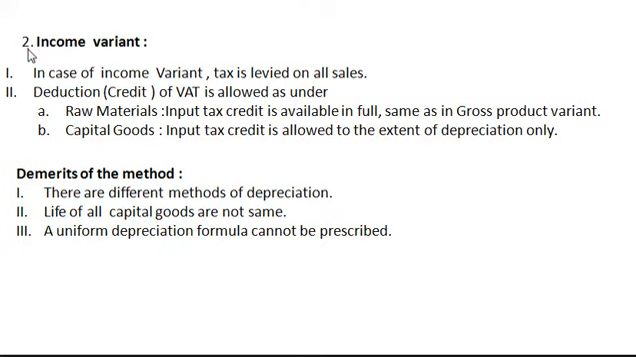Our second variant is income variant. In case of income variant, VAT is levied on all sales which takes place within the states, and deduction or credit of VAT is allowed as follows. Credit of raw material purchase, normally we call it as input. Input tax credit is available in full, same as in gross product variant. It means VAT paid on purchase of raw material will be allowed as an input tax credit for the calculation of net VAT payable to the government.